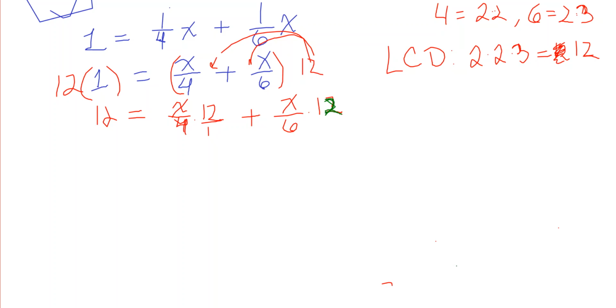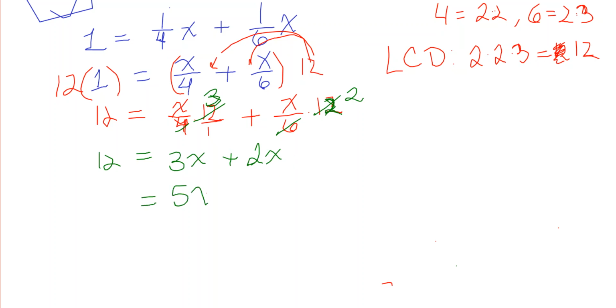I don't know. So 4 fits into 12 3 times, and 6 fits into 12 twice. So after you've done your reduction and the smoke clears, you'll get that 12 is 3x, because that's 3 times x, and 2x, because that's 2 times x. So you'll notice that I have 3 x's, then I have 2 more. I really have 5x. So to solve, I just have to divide by 5.